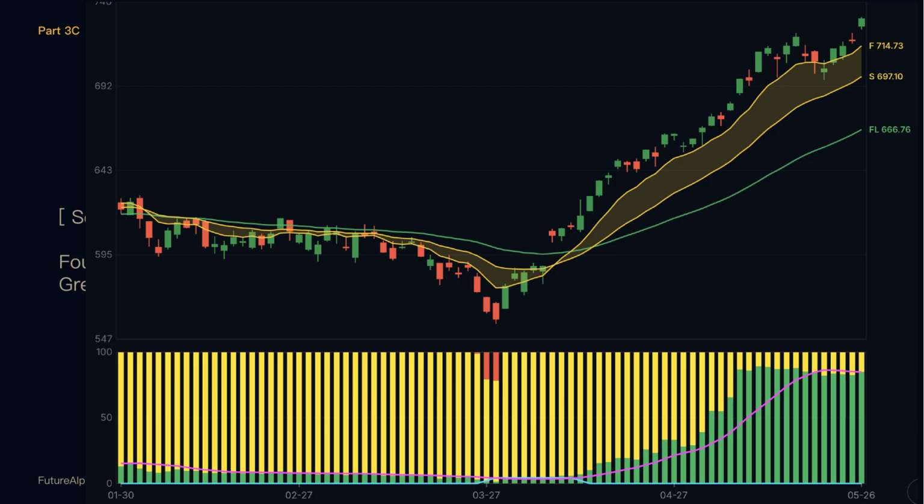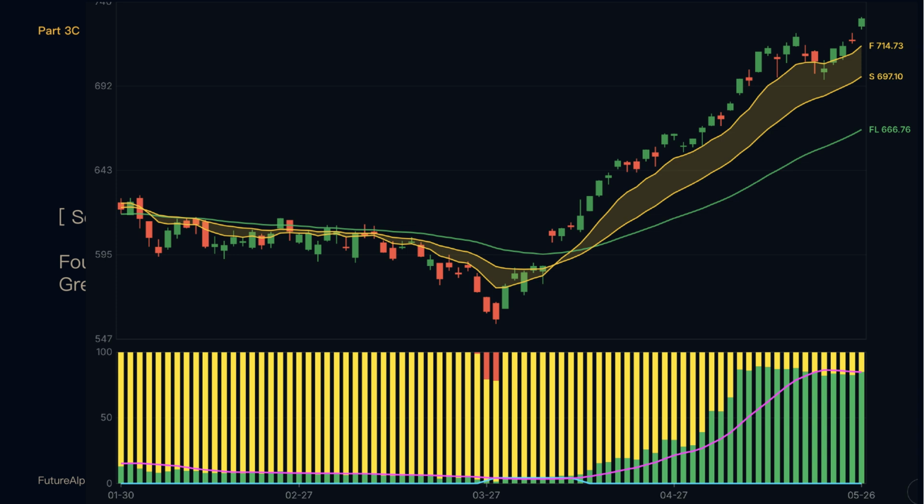The lower chart looks at position cost distribution. Green means holders are in profit, red means holders are trapped. The key is the crossover. When the purple line crosses above the cyan line, the market may be shifting from trapped holders to profitable holders, which often corresponds to bottom confirmation. The reverse can be a top warning.